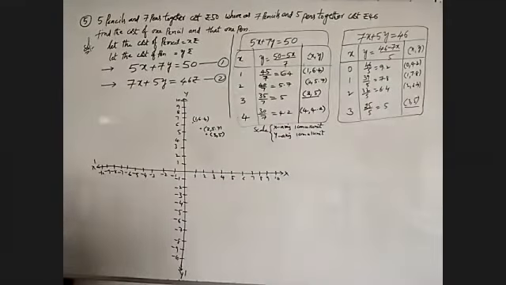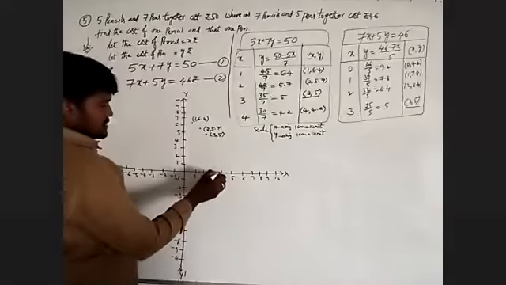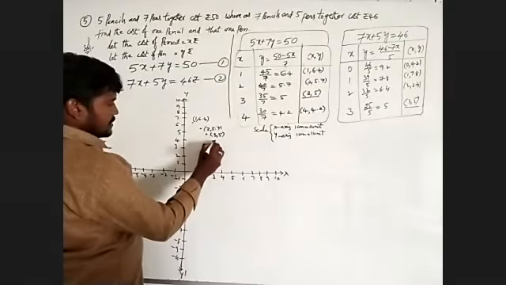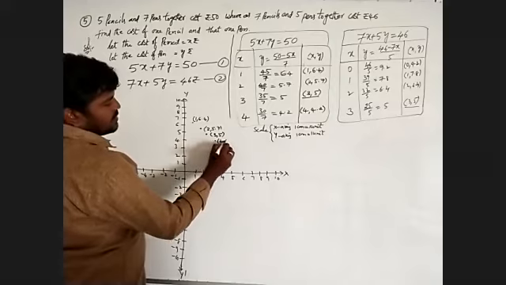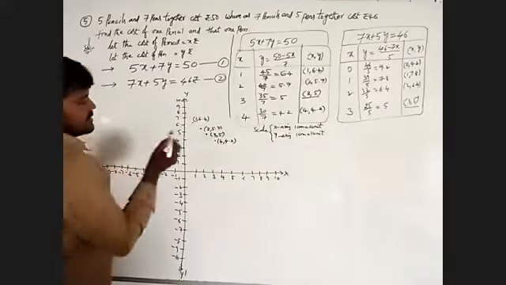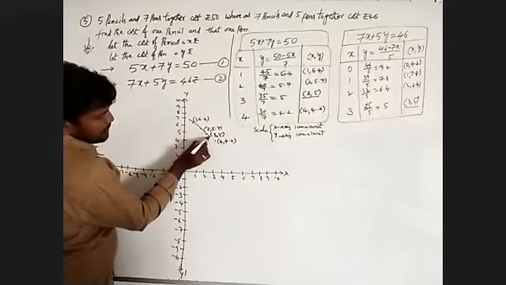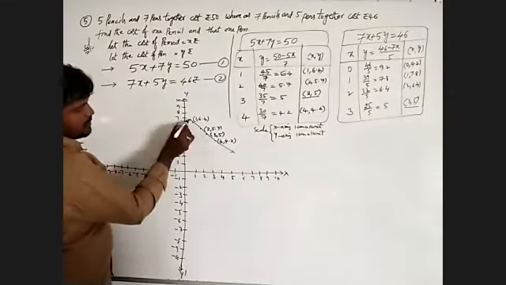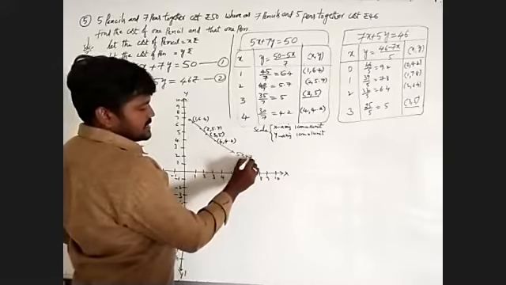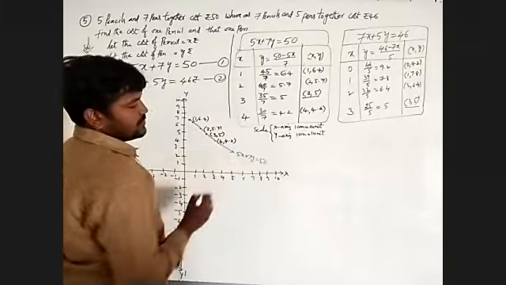After that we take (4, 4.2). This is 4, this is 4.2. This is the point, name it as (4, 4.2). We join them with a line. The name of the given line is 5x plus 7y equals 50.